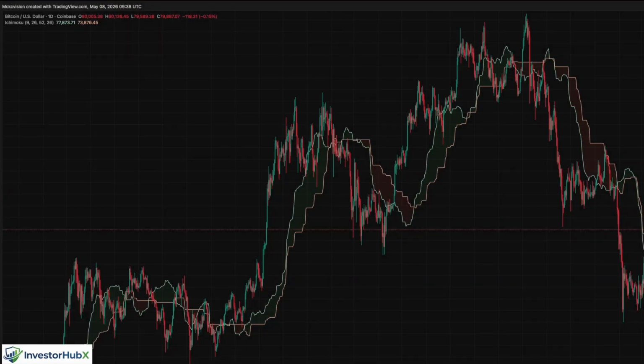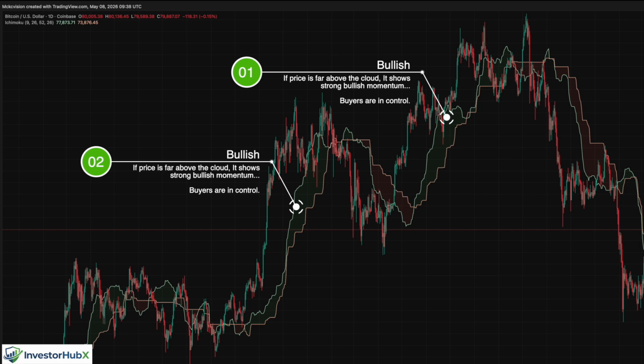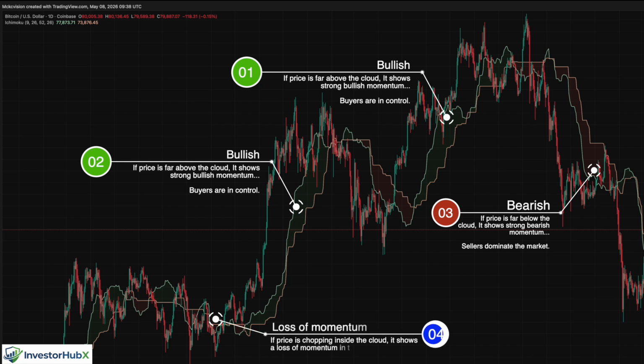So, how to read the Ichimoku cloud? The Ichimoku cloud acts as a dynamic support and resistance zone, not just a line, but a zone of pressure. If price is far above the cloud, it shows strong bullish momentum. Buyers are in control. If price is far below the cloud, it shows strong bearish momentum. Sellers dominate the market. If price is chopping inside the cloud, it shows a loss of momentum in the market.